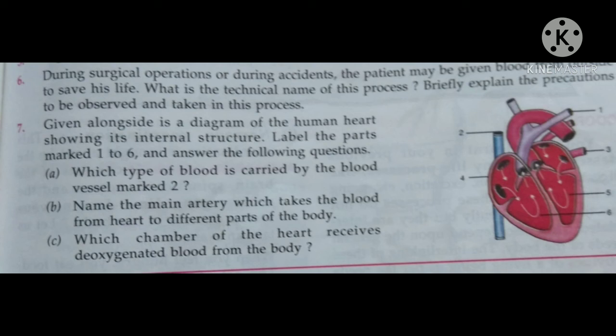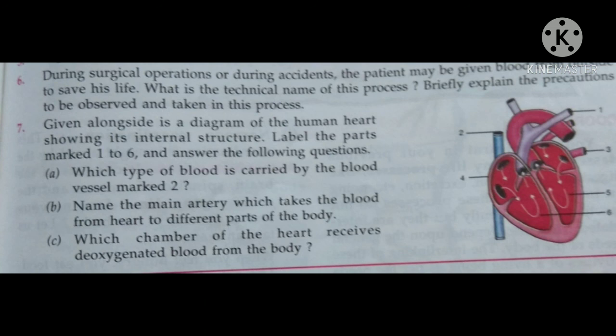Number 1 is the pulmonary artery. Number 2 is the superior vena cava. Number 3 is the pulmonary vein. Number 4 is the pericardium. Number 5 is the left ventricle. Number 6 is the right ventricle. These are the parts labeled 1 to 6.